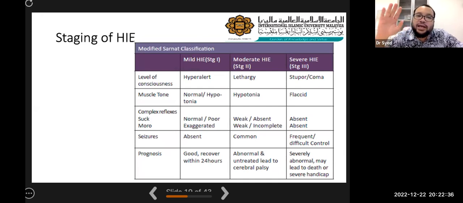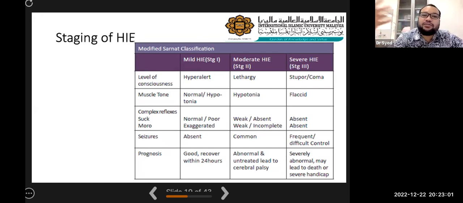So apa elemen yang kita tengok? First, level of consciousness. Kalau mild, as I mentioned before, dia akan hyper alert. Mata tu boleh lahir-lahir mata besar kan. Tengok macam hyper alert lah. Kalau moderate dia lethargic, severe dia akan comatose. Muscle tone dia mild, normal. Moderate dia akan hypotonic, and severe dia akan flaccid, akan flat.